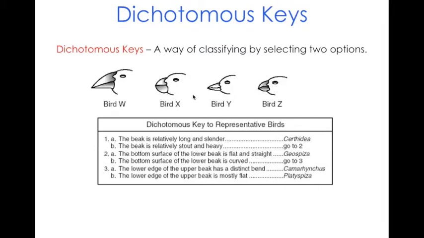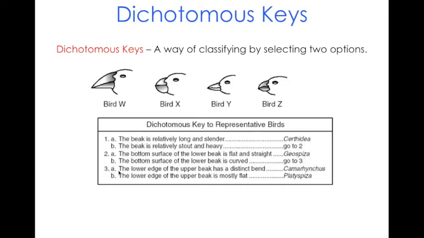If you go to bird X, you might ask the same questions. You start again. Is the beak relatively long and slender, or is it relatively stout and heavy? You might think, well, this one is probably stout and heavy, so we're going to go to question 2. In question 2, is the bottom surface of the lower beak flat and straight, or is the bottom surface of the lower beak curved? Now, the bottom surface of the lower beak is this surface here. Is it flat, or is it curved? And in our case, it is curved, so we are going to go to step 3.